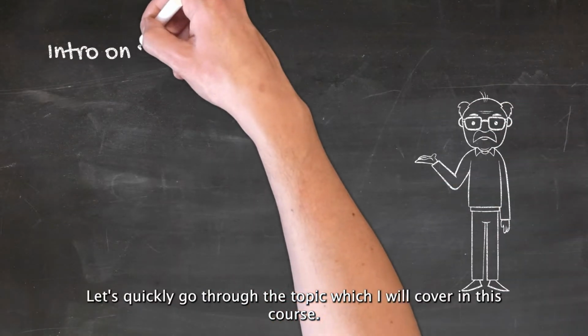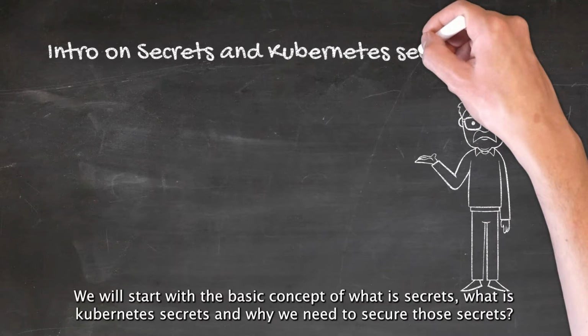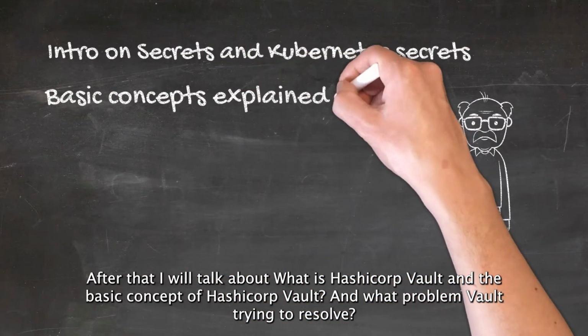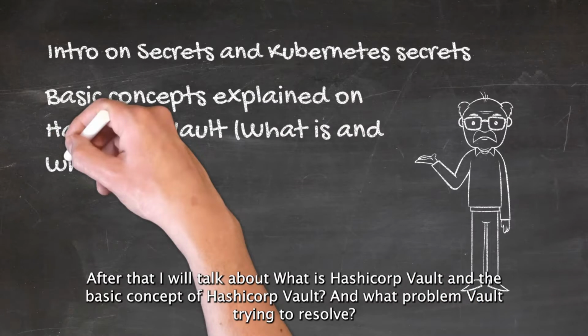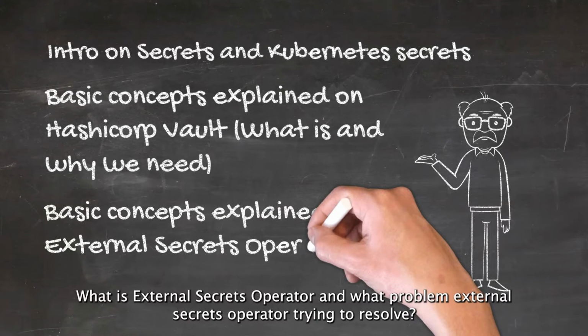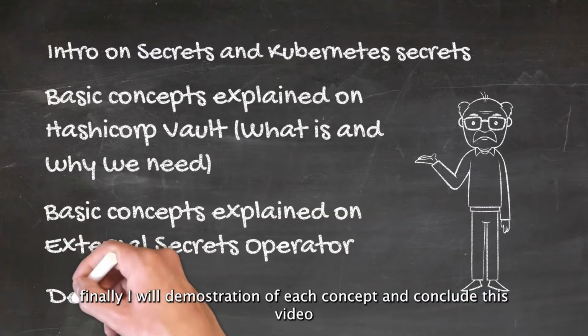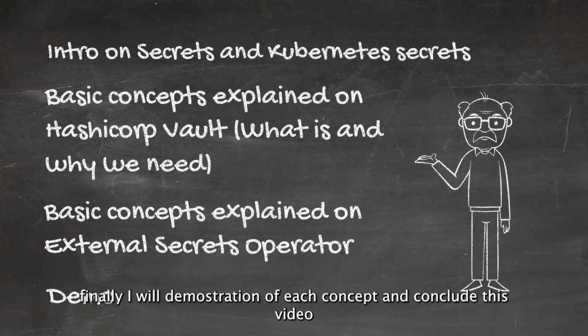Let's quickly go through the topics which I will cover in this course. We will start with the basic concept of what secrets are, what Kubernetes secrets are, and why we need to secure those secrets. After that, I will talk about what HashiCorp Vault is, the basic concepts of HashiCorp Vault, and what problem it is trying to resolve. And then we will move into the next topic, External Secrets Operator: what it is and what problem it is trying to resolve, and how it integrates with Vault to securely create Kubernetes secrets. Finally, I will do a demonstration of each concept and conclude this video.